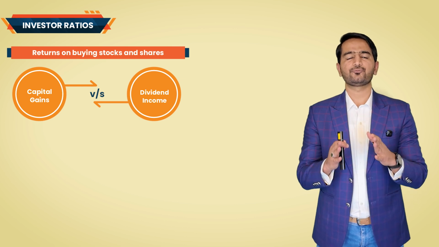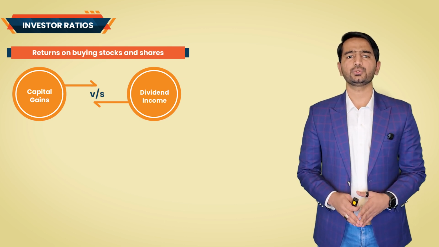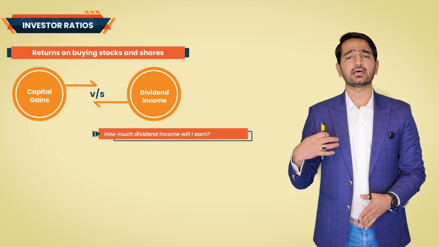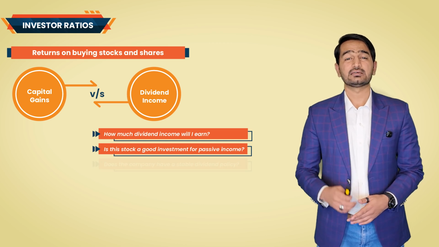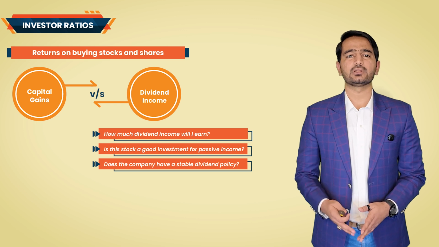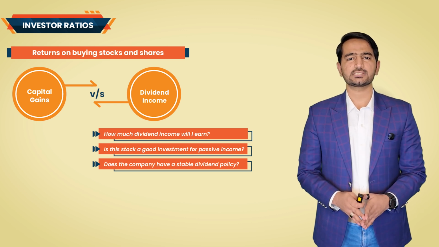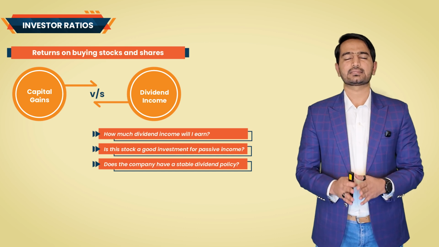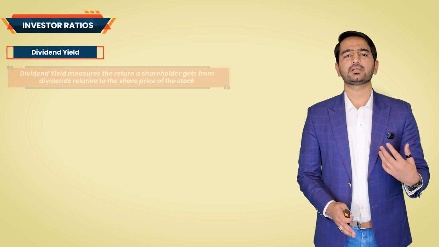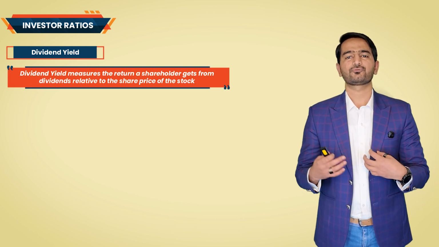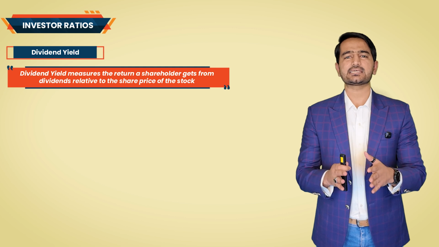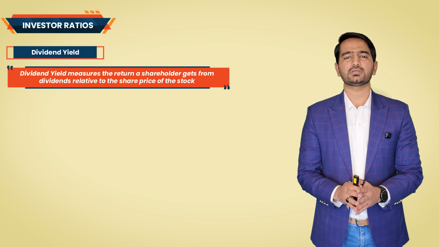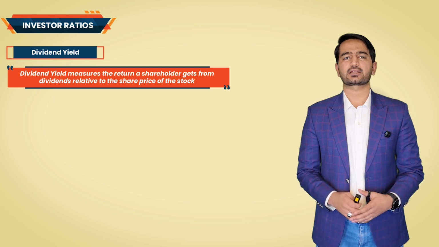If you are an investor focused on income generation, you need to know: how much dividend income will I earn? Is this stock a good investment for passive income? Does the company have a stable dividend policy? And to answer these questions, we have a key investor ratio, that is dividend yield. Dividend yield helps measure the return a shareholder gets from dividend relative to the share price of the stock. It offers insight into the effectiveness of the investment from the dividend income perspective.